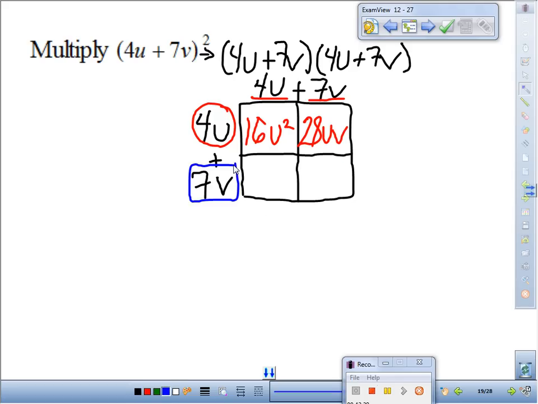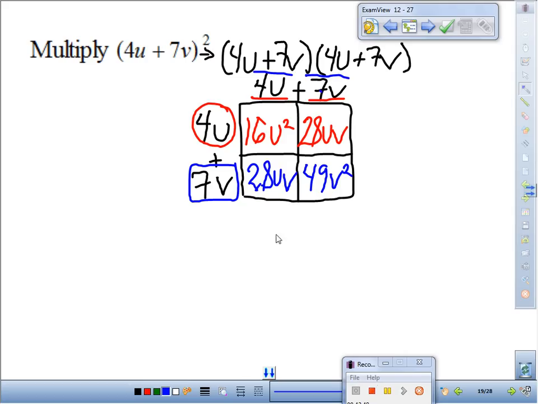Next one. This term times those two. So let's see. 7 times 4, that's 28. U times V, that's UV. Next one. 7 times 7, that's 49. V times V, that's V squared. Are we there so far?